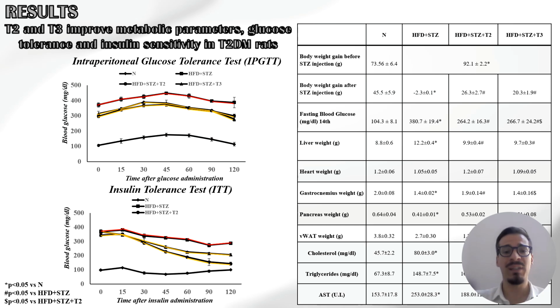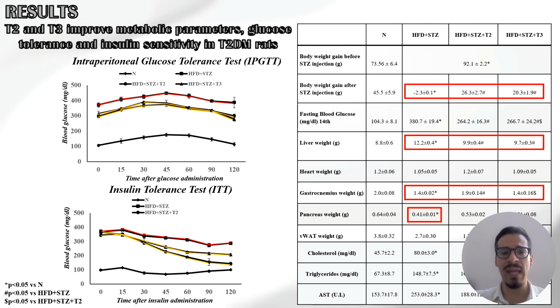In addition, diabetic rats showed reduced body weight gain, increased liver weight due to lipid accumulation, decreased muscle mass, and pancreatic atrophy, reflecting beta cell damage. Both T2 and T3 counteracted these alterations, restoring body weight and nearly normalizing liver, muscle, and pancreatic weights. Diabetic animals also displayed elevated serum cholesterol and triglyceride levels indicative of severe metabolic dysfunction, while both treatments significantly improved the lipid profile.